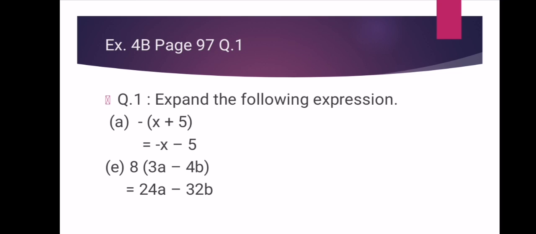Question number 1 from exercise 4b, and this is about expansion of the given expressions. So you can see in part A, a minus sign is there outside the bracket, and within the bracket we have x plus 5. We know that whenever a negative sign is there outside the bracket, it is going to change the signs inside the bracket. So you can see in the next step, this negative will be applied on the first term as well as on the second term.